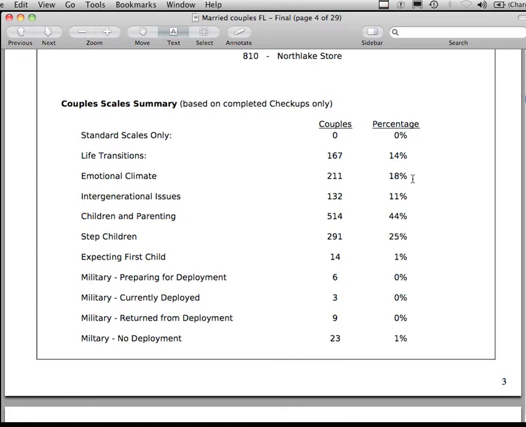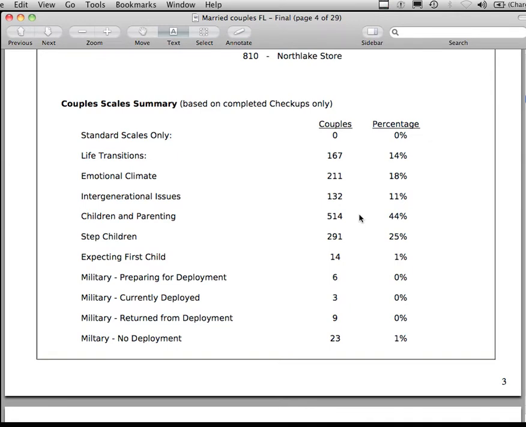Emotional climate, 18%, or 211 couples. This is for couples who are married but don't have children. We have an extra scale in the checkup for couples without children. Intergenerational issues, 11% of the sample. These are couples who have children, but the children are over 18. So they get parenting questions and family questions that have more to do with having adult children and possibly aging parents.